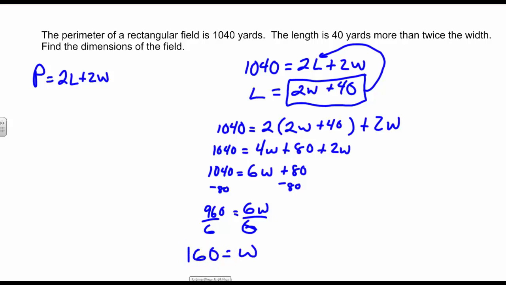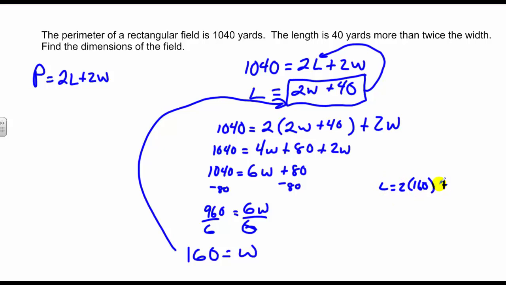And then I'd have to find out what the length is, so I could take that and throw it back into this equation. Therefore, I've got the length equals 2 times 160 plus 40, or in this case 320 plus 40, or 360 is equal to the length. So 160 is the width, 360 is the length, and I'm done.